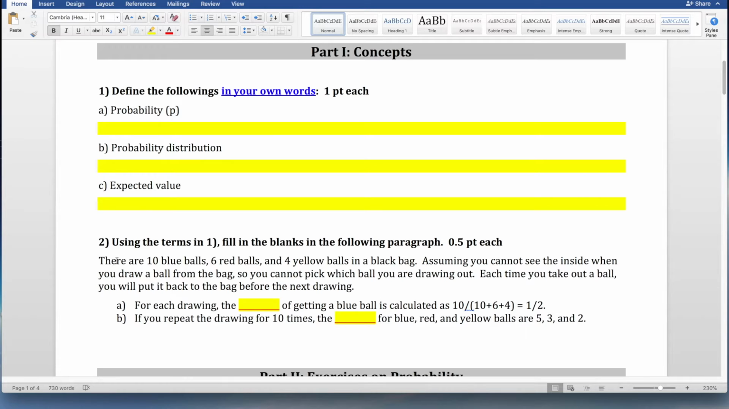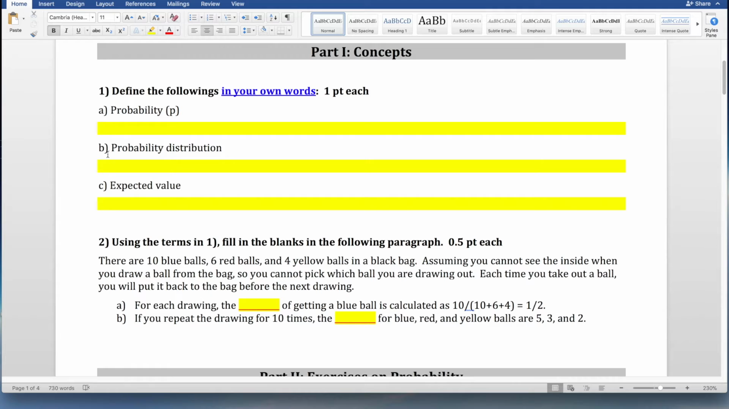So the question that you have is, there are 10 blue balls, 6 red balls, and 4 yellow balls in a black bag. Assuming you cannot see the inside when you draw a ball from the bag, so you cannot pick which ball you are drawing out. Each time you take out a ball, you will put it back in the bag before the next drawing. So for part A, it says, for each drawing, the blank of getting a blue ball is calculated as 10 over 10 plus 6 plus 4, which equals 1 over 2.